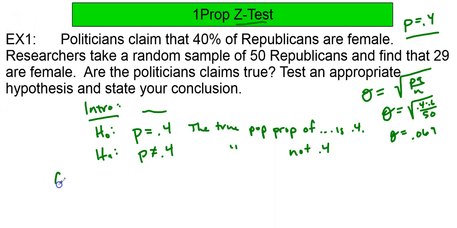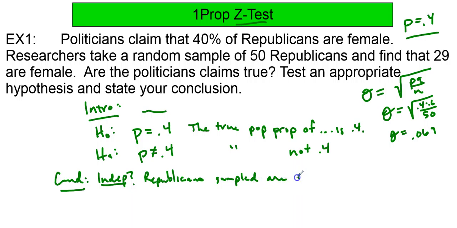Next thing we need to do is conditions. I'm just going to list them here again. You gotta make sure that these are in context. So number one, are they independent? We would have to assume that they took a random sample. So the Republicans sampled are assumed to be independent.